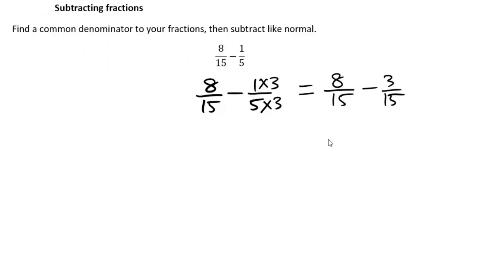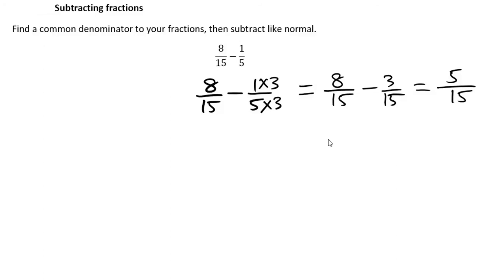So we have the same denominator. What is the next step? We do the subtraction as normal. The numerators will be subtracted from each other. So 8 minus 3 is 5, and we have a common denominator. So 5 over 15 is not the final answer, as it is not the simplest fraction. So we have to put it in simplest form.